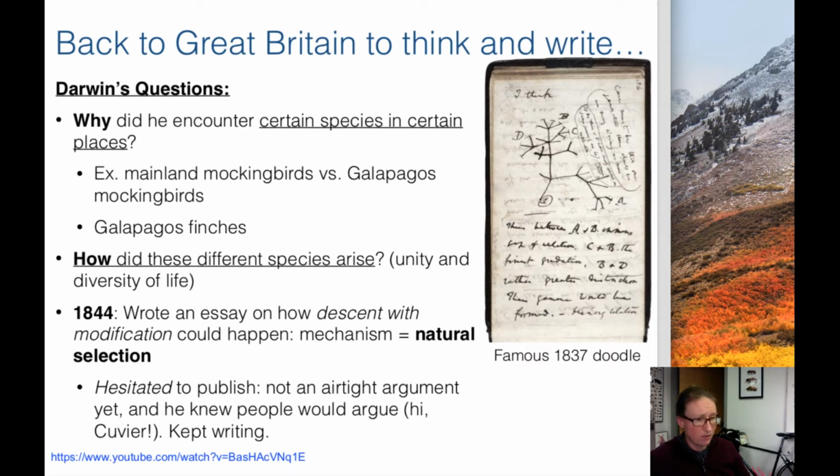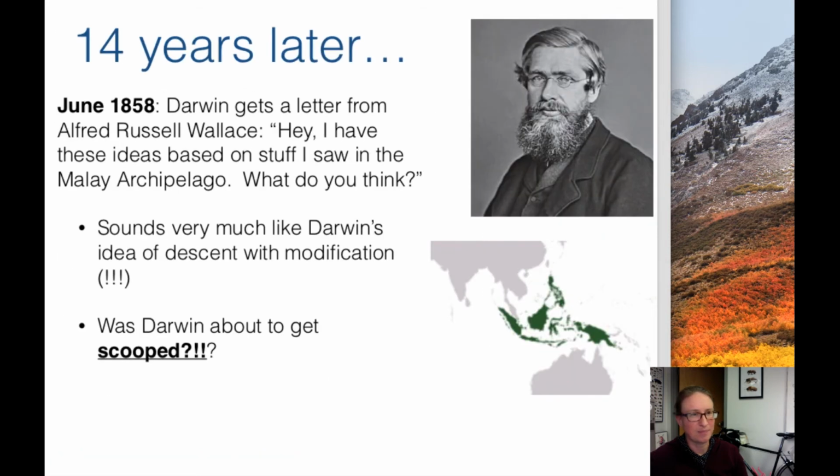He wrote this essay in 1844, but he hesitated before he published it. He didn't feel like he had a really airtight argument, and he also knew that his ideas were divergent enough that a lot of people would argue with them, and he might wind up getting bullied into suppressing his opinion by people like Cuvier. So he mostly just kept working on writing out his ideas for himself. And here's a really fun doodle from 1837 where he's starting to think about his ideas. He even starts out, I think, on developing these initial ideas.